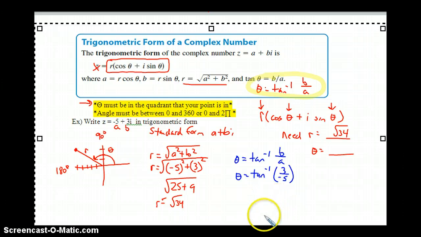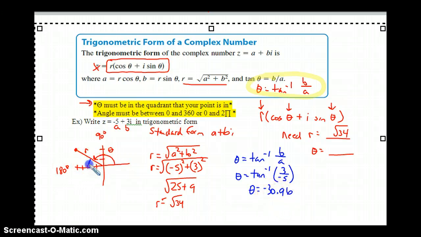Now, make sure your calculator is in degree mode. So tangent inverse of 3 divided by negative 5. I end up with negative 30.96. Negative 30.96 is not an angle that's between 90 and 180 degrees. So 30.96 is my reference angle.